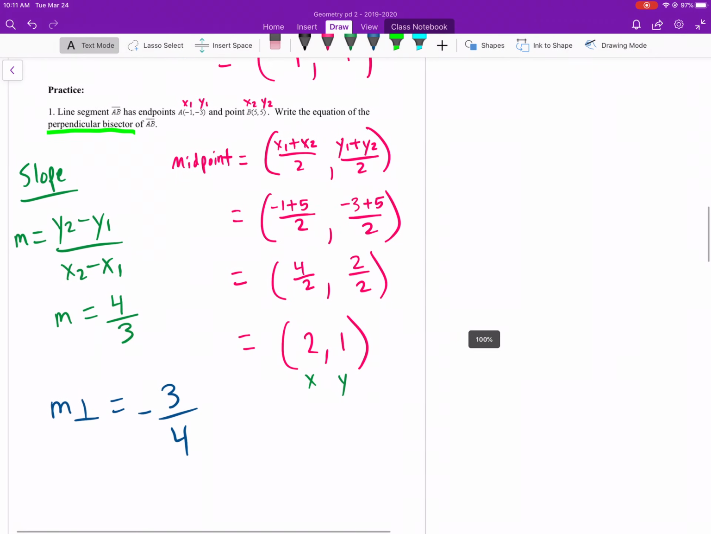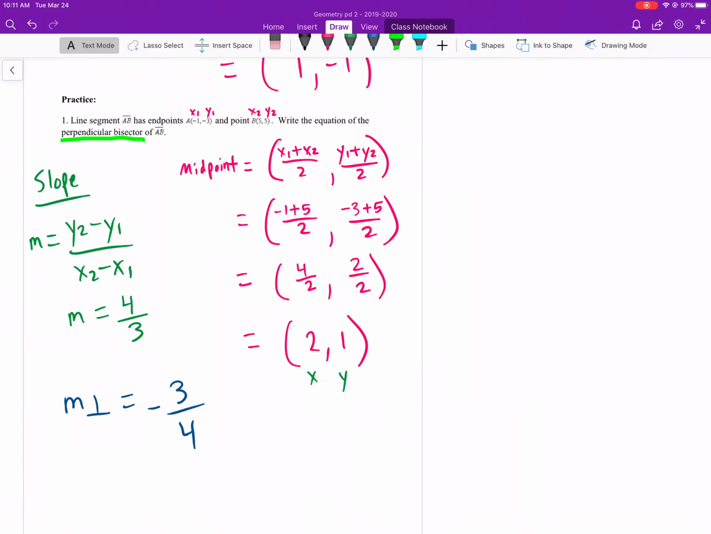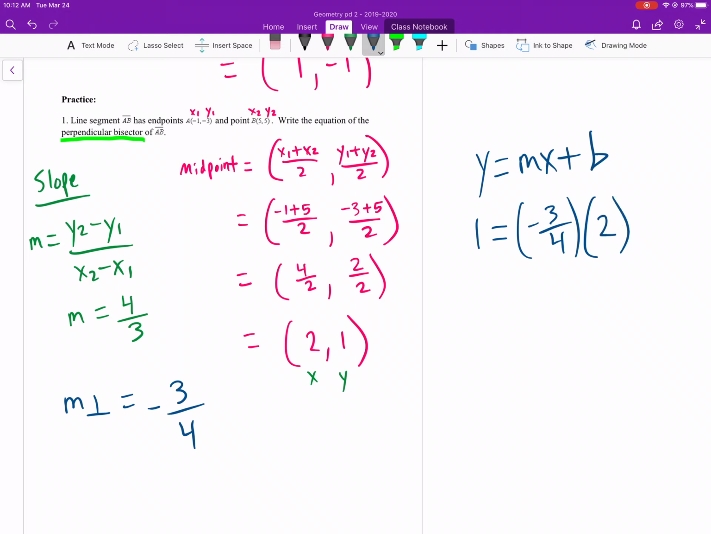Now, to find the actual equation, we know equations are in slope-intercept form, y equals mx plus b. We're going to use our midpoint and our perpendicular slope. So 1 is equal to the slope of -3 over 4 times x, which is 2, plus b. So 1 is equal to -3/4 times 2.